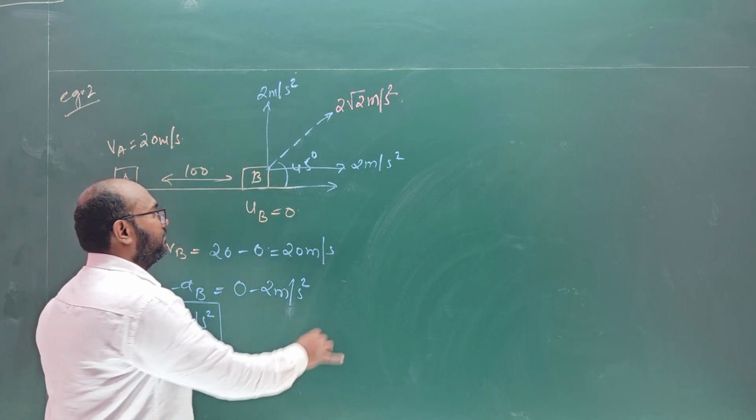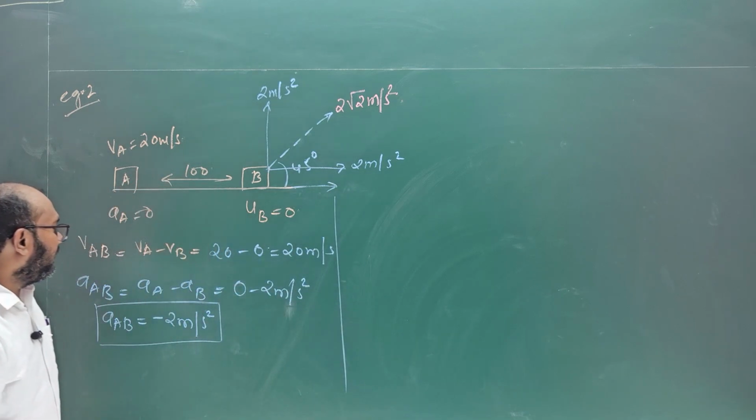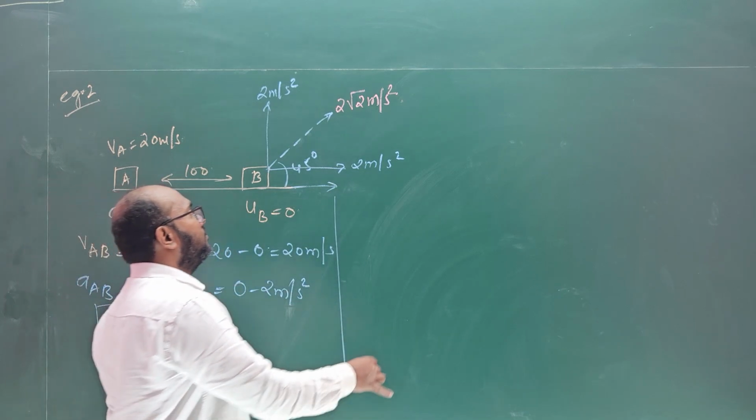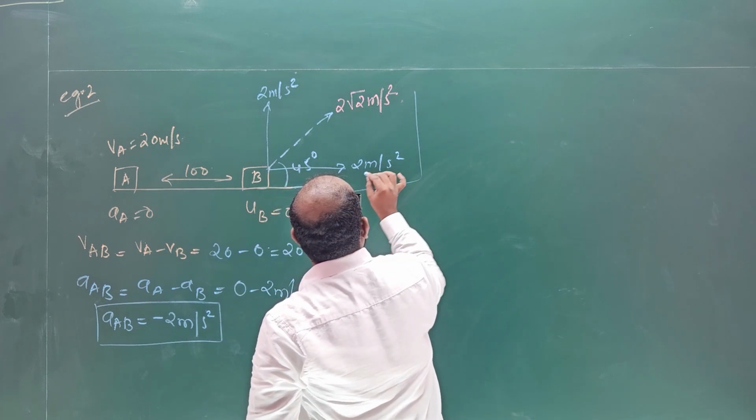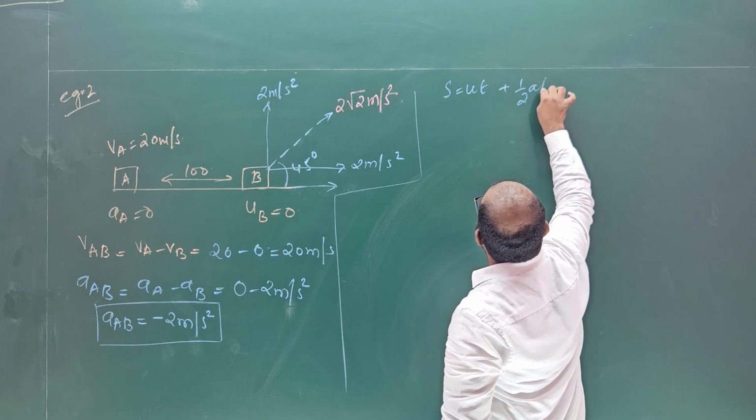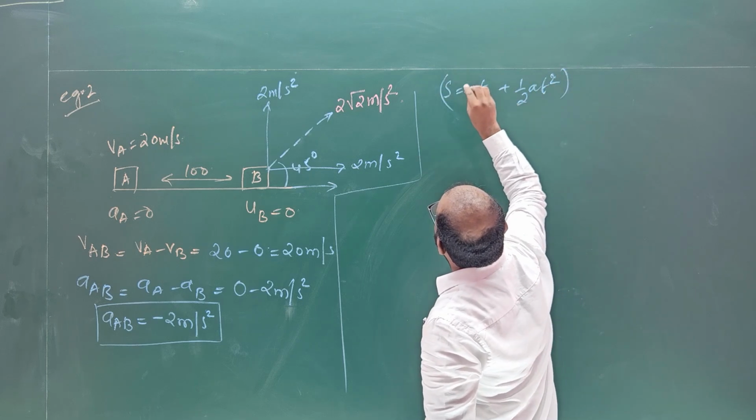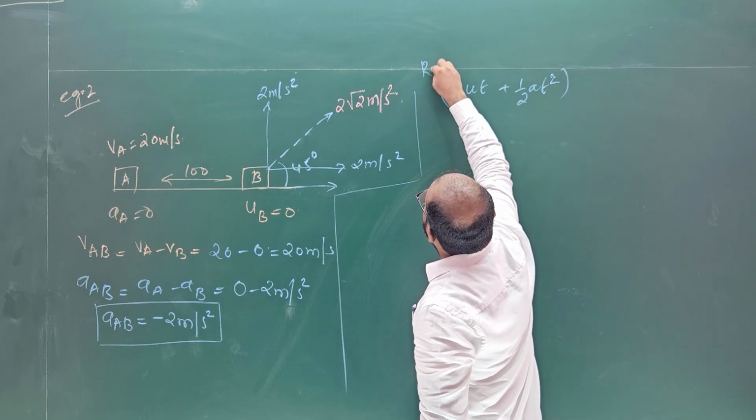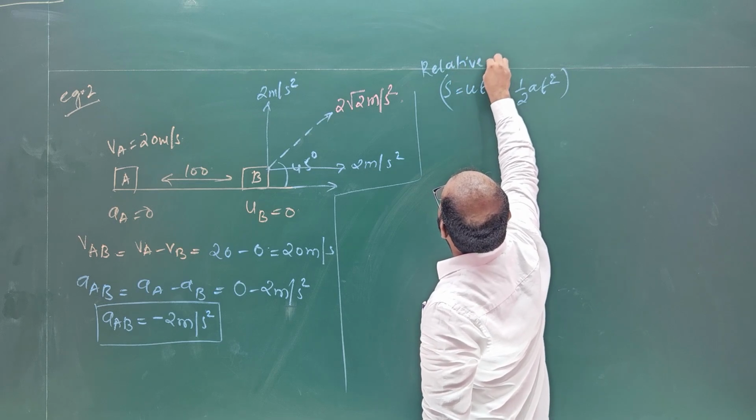Okay. Now similarly, substituting in s equals ut plus half at square. So s equals ut plus half at square, and this equation is used with relative terms. So we are using relative terms here.